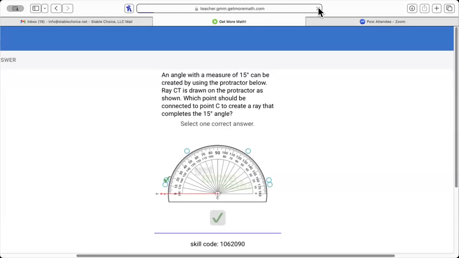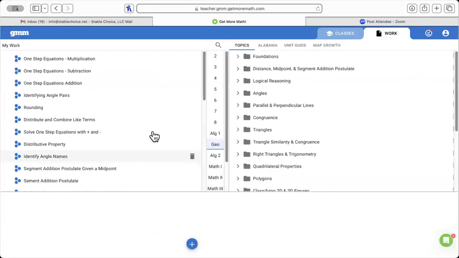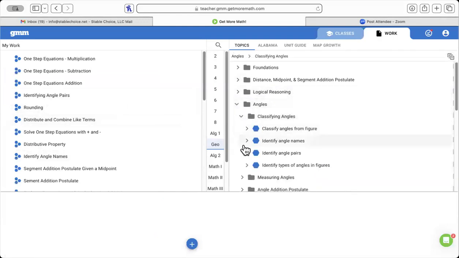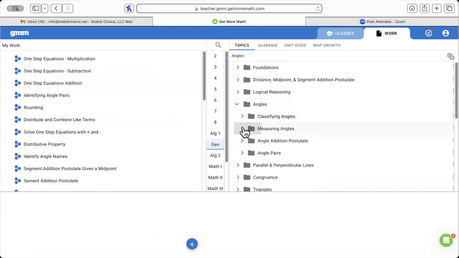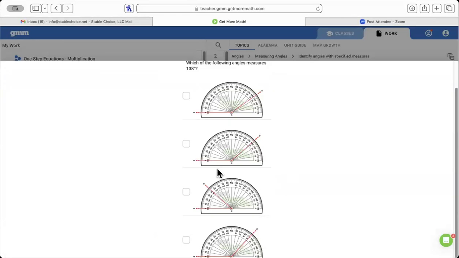And it's going to make me refresh. Sometimes when I zoom in, it does that. Let me zoom back out. Okay, let me pull this back up.